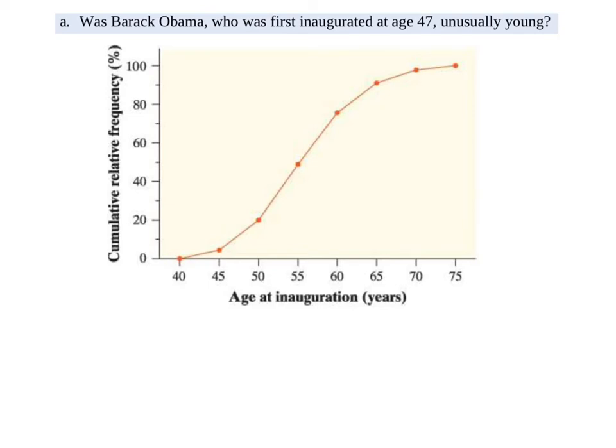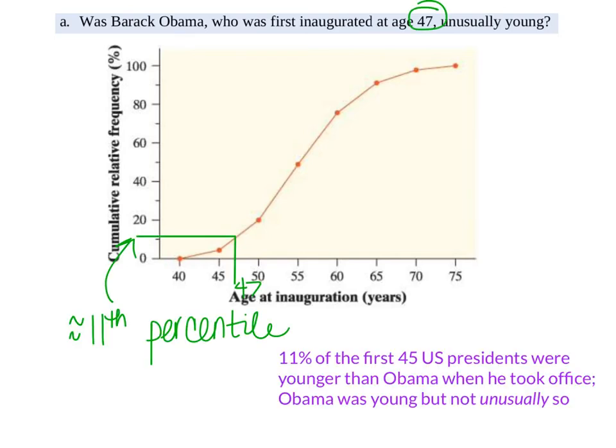All right, so let's talk about number 44, who was inaugurated at age 47. So what I'm going to do with this graph is I'm going to try to find age 47 and then figure out what cumulative relative frequency that ends up aligning with. So if I drew a straight line up from roughly 47, this number over here would be, let's call it 11. So that means that 11% of the first 45 US presidents were younger than Obama when he took office. So I would say Obama was young, but not unusually so.